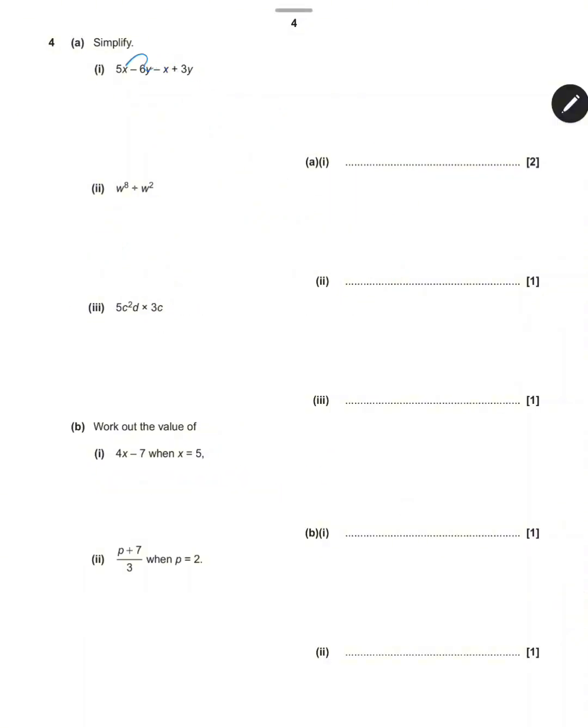So question 4, we've got a nice page of algebra to work through. First one is just simplifying an expression. You've got 5x, take away 1x. That would be 4x's. Then you've got negative 6y, add 3y. Start at negative 6 and add 3. You'll finish at negative 3y.